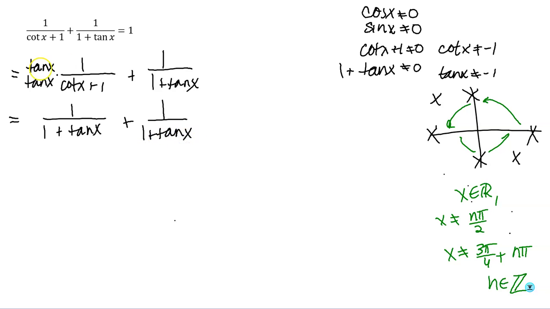Oops, I forgot. Sorry, the top needs to be tan. There we go. Right, because we multiplied by tan. So then, okay, so then I put everybody together. On top, I have tan x plus 1. On the bottom, the common denominator is 1 plus tan x. What? They're the same. We did it.